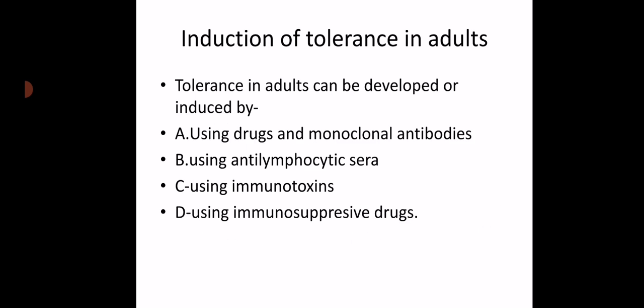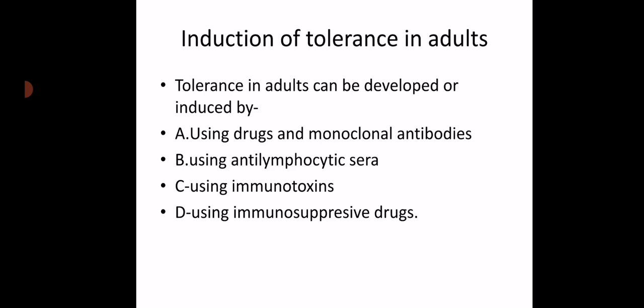So what is the major mechanism here? What happens if we are using such types of drugs, such types of antibodies, such types of sera? Many different methods are given here. So when we are using all these things, what is the major mechanism which happens there? If we are using specific monoclonal antibodies, if we are using anti-lymphocytic serum, then whatever antibodies are there, they may be responsible for the inhibition of T cell or B cell growth or proliferation of T and B cells.